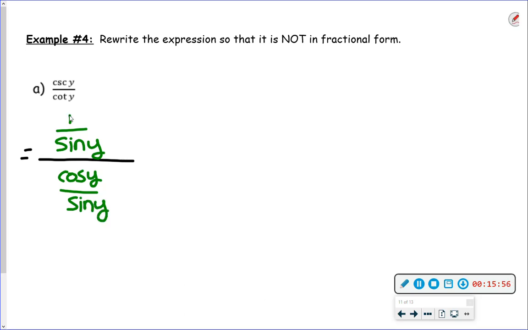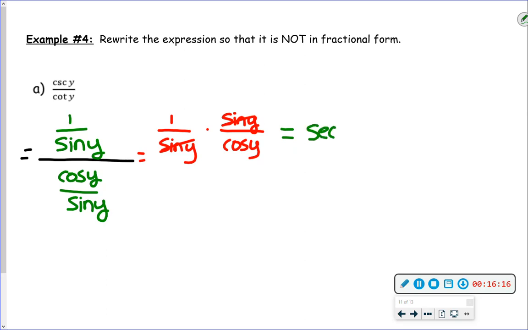Now I'm doing the fraction work. When we divide 2 fractions, we multiply by the reciprocal. So I'm going to flip the bottom. So I'm going to put sine on top, cos on bottom. Clearly the sines cancel out. 1 over cosine, that is an identity. I'm going to write it in green. 1 over cosine, secant.